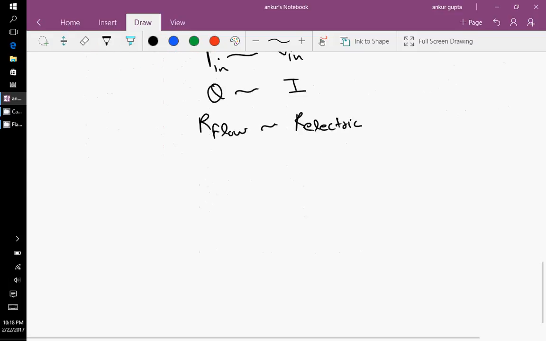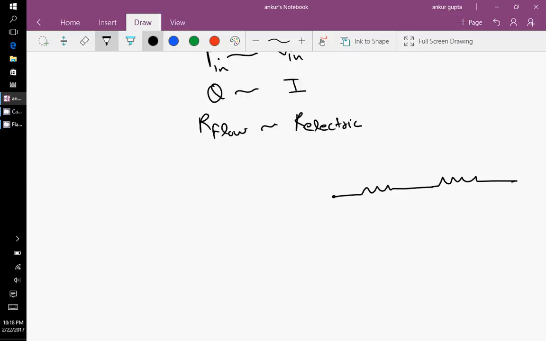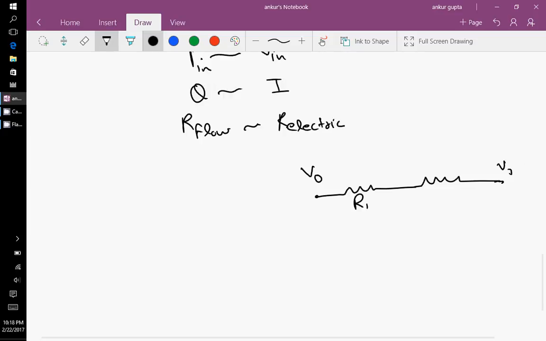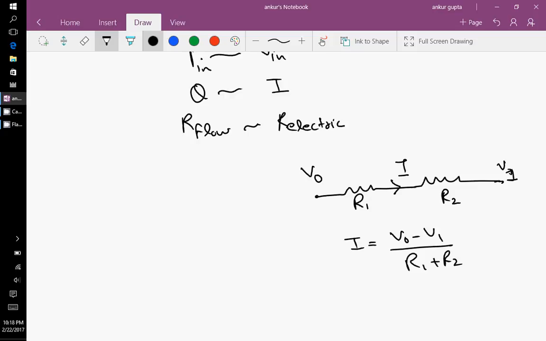For instance, in electric current, we know that if we have two resistors in series, let's say this is V0, V1 here, and this is R1, this is R2. Then for two resistors to be in series, the current has to be equal because the same current has to flow through this system. And we say that the current is basically V0 minus V1 by R1 plus R2, and the effective resistance across the whole circuit is R1 plus R2 because this is the series system.